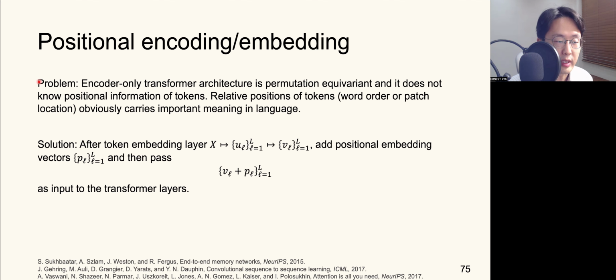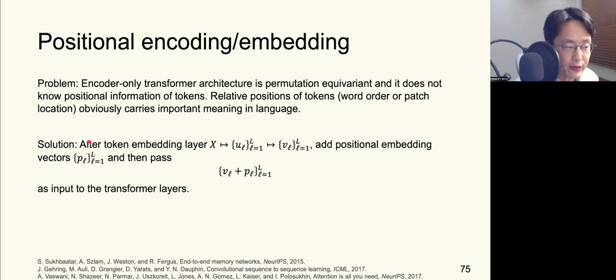And this is a problem because the relative position of tokens, meaning the ordering of words, obviously carries important meaning in language. So we have to inject some kind of positional information into the transformer in order for the transformer to understand that some words are coming before the other words.